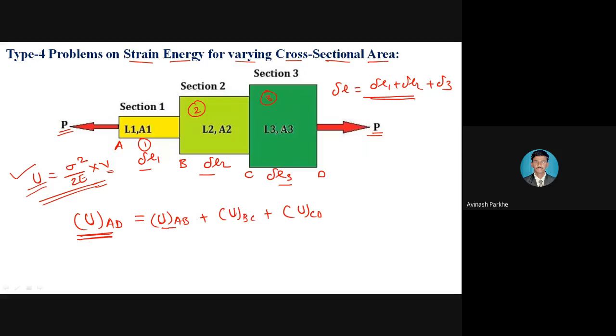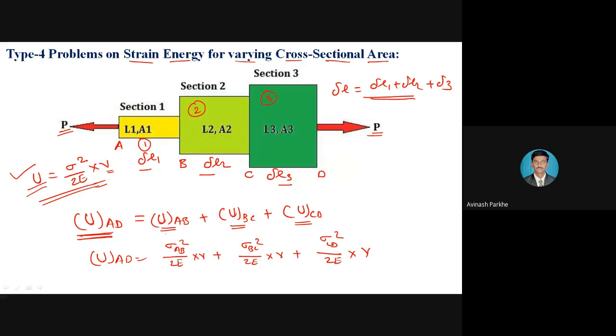Therefore, U of AB means strain energy stored in section number 1 or section AB. U of BC means strain energy stored in section BC or section 2, and U of CD represents the strain energy stored in section CD or section number 3. Therefore, U of AD is equal to sigma AB square upon 2E into volume, plus sigma BC square divided by 2E into volume, plus sigma CD square divided by 2E into volume.